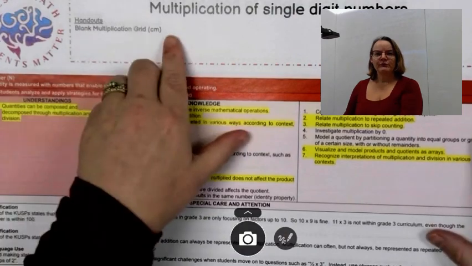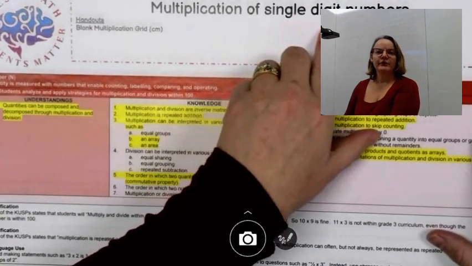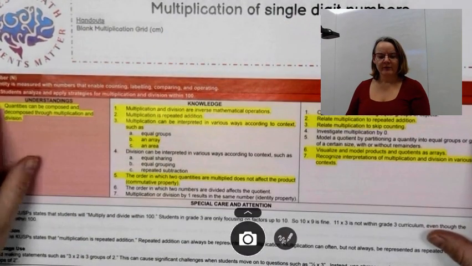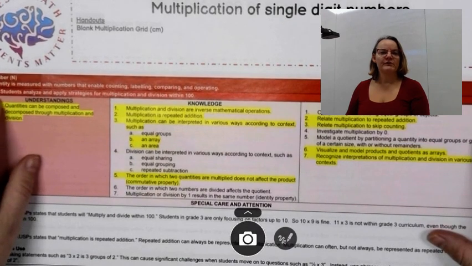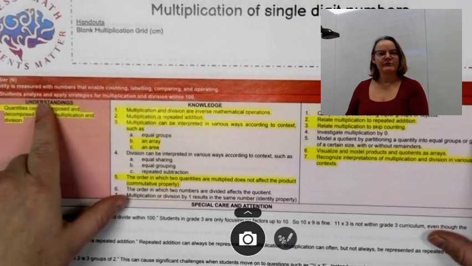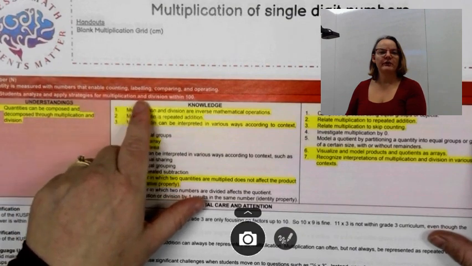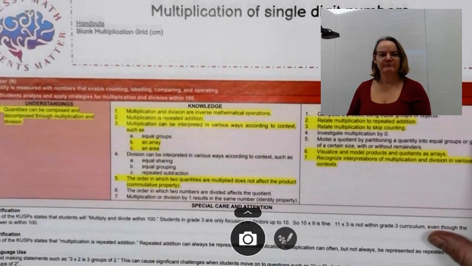This video will focus on multiplication of single-digit numbers. This is from grade 3, organizing idea number, learner outcome number 3. Students analyze and apply strategies for multiplication and division within 100.